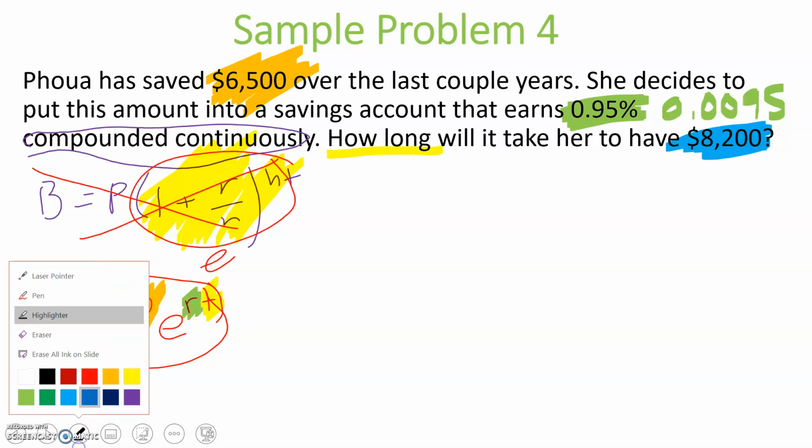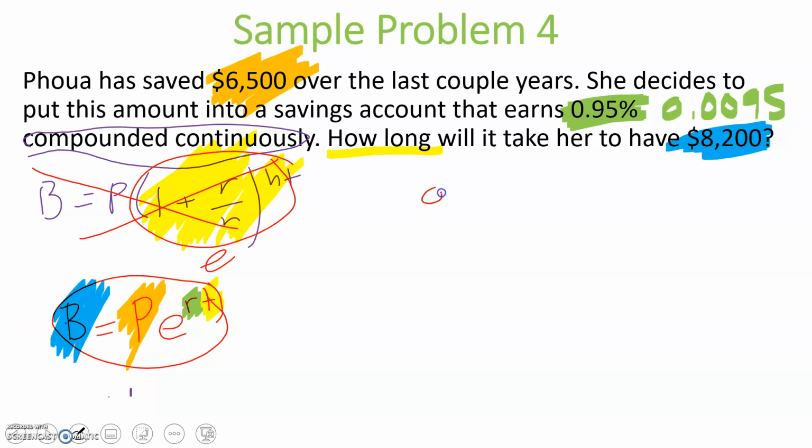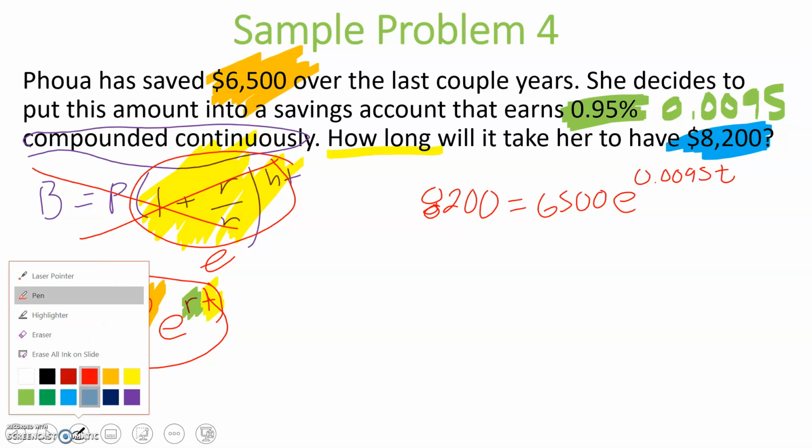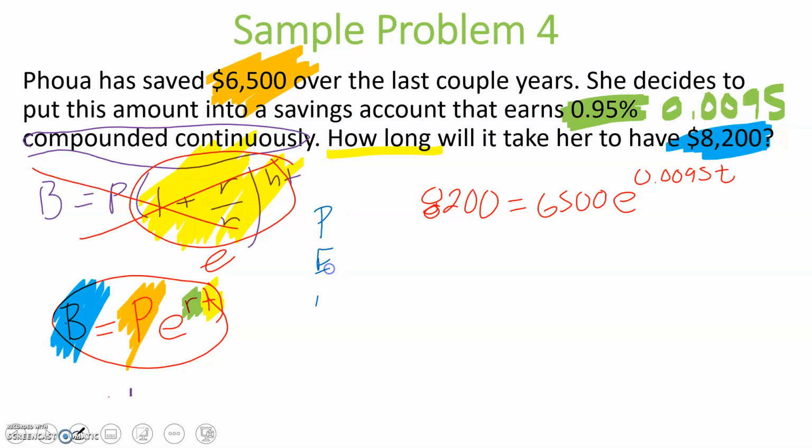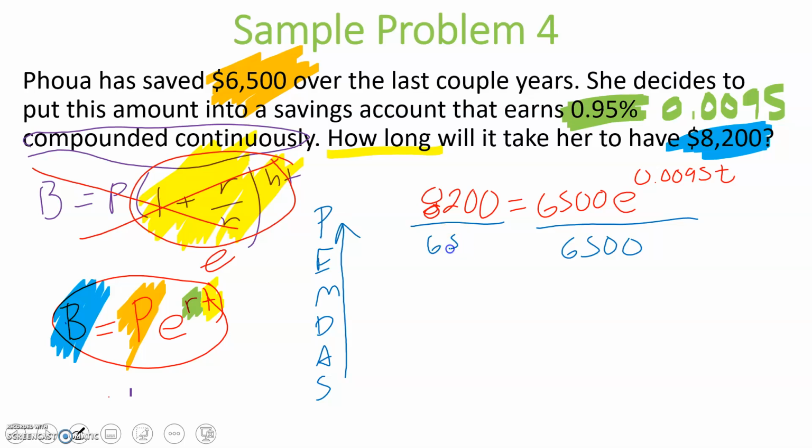All right, so let's begin. Let's plug in what we know. So we have 8,200 is equal to 6,500 e to the 0.0095 t. Now remember, when solving an equation, we want to reverse PEMDAS. So we ask ourselves, is there any addition or subtraction to remove? And there is not. Is there any multiplication or division to remove? There is. Our objective is to get the t by itself, so we're going to divide both sides by the 6,500. On the right-hand side, they cancel.